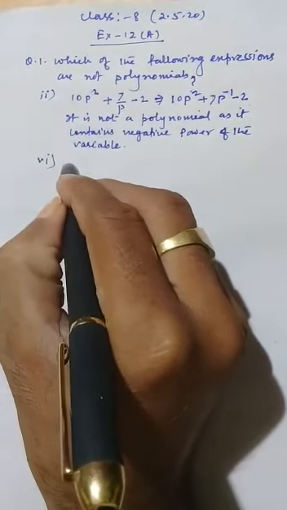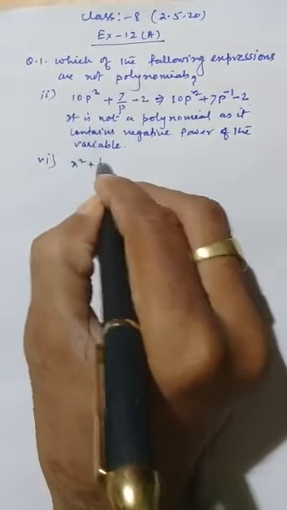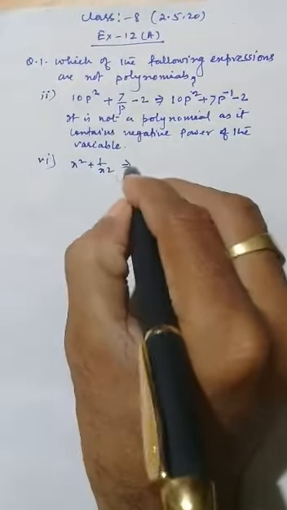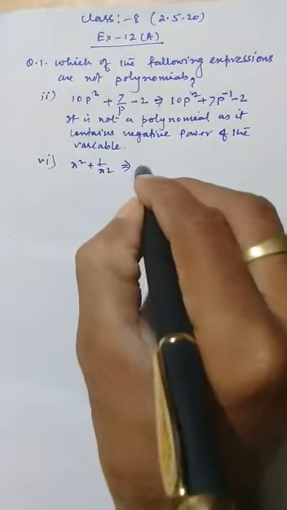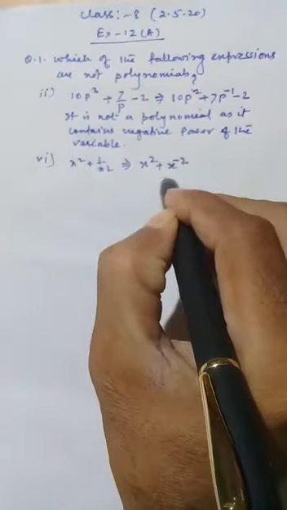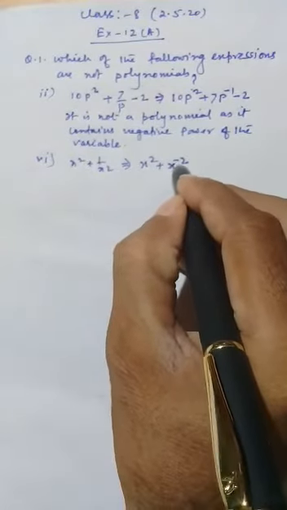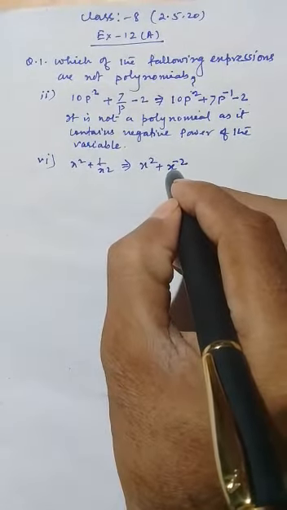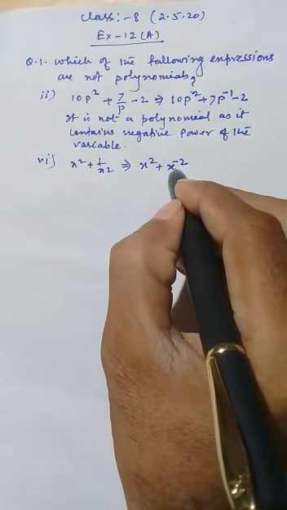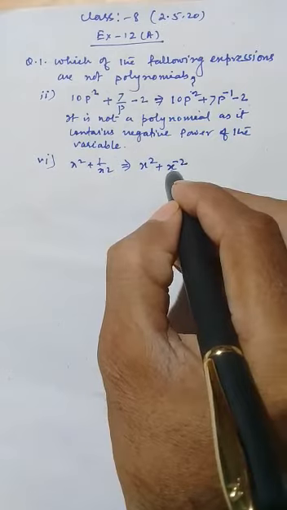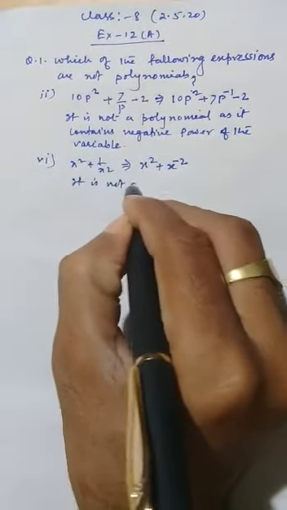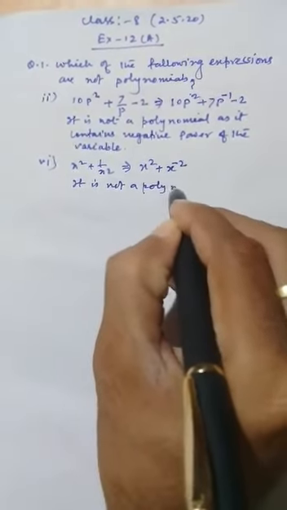Let me do the sixth one. x square plus 1 by x square. Just like the second part, we can rewrite this expression as x square plus x to the power minus 2. Since it contains negative power, in second term the power of x is minus 2, so it will not be a polynomial.